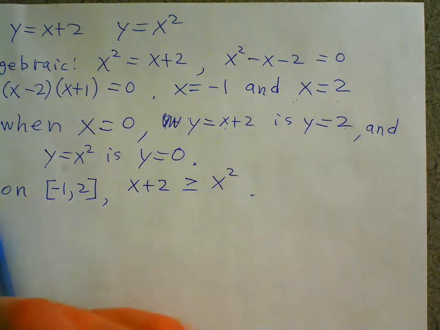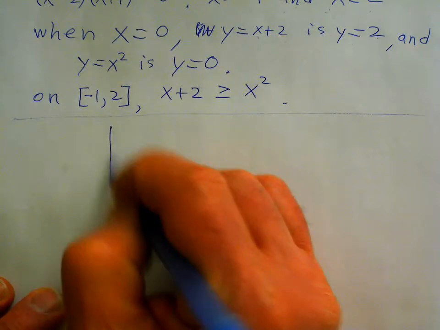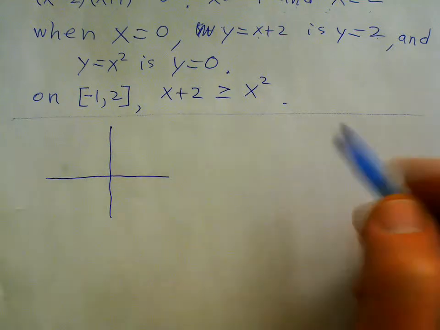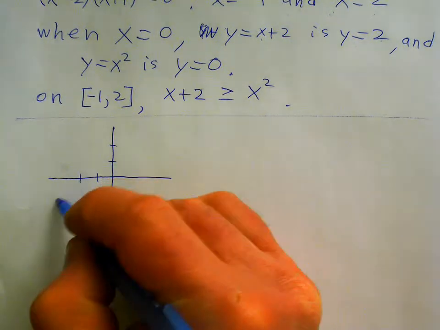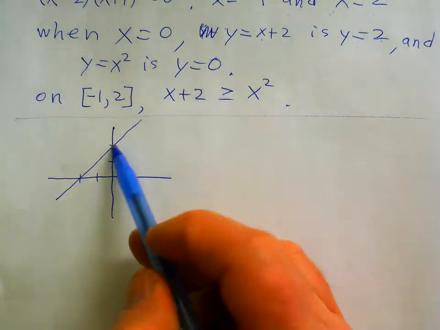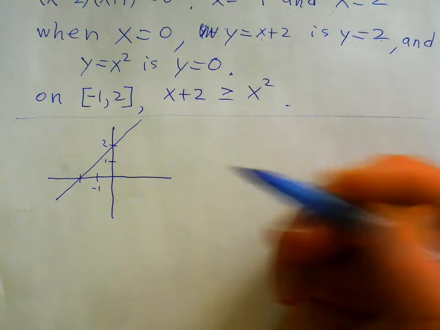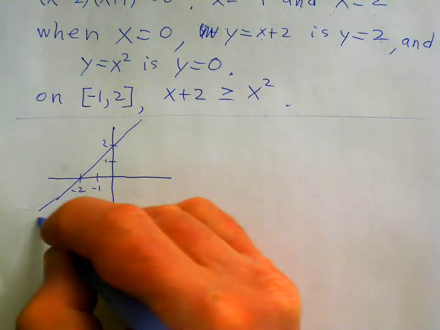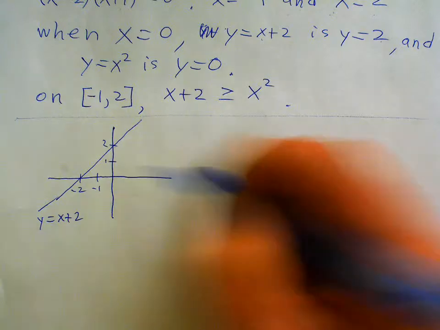Okay, a graphical approach. Now these two functions are pretty easy to graph. y equals x plus 2. The slope is 1 and the y-intercept is at 2. So this is the graph of y equals x plus 2. And then the graph of y equals x squared.